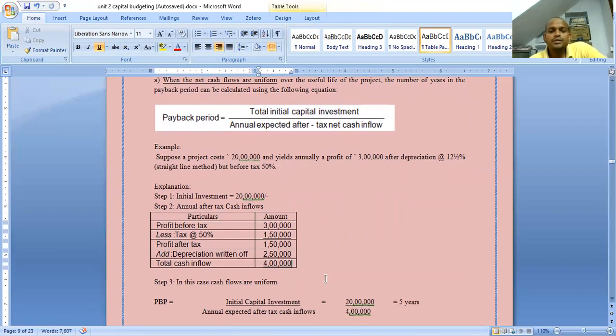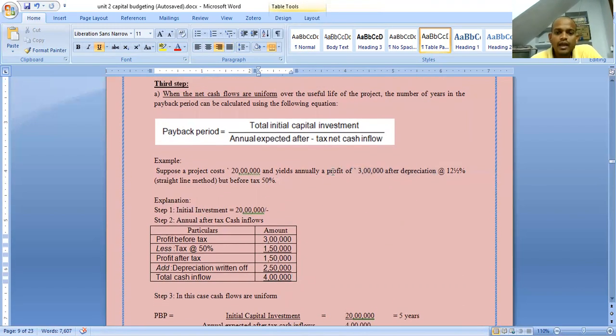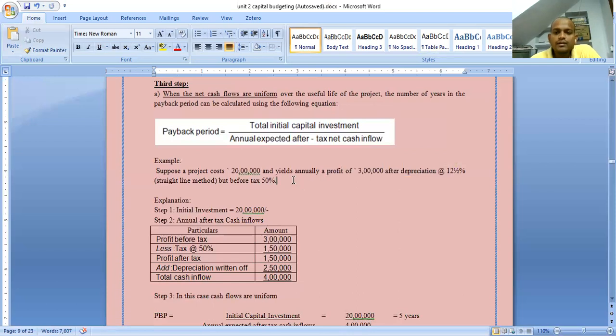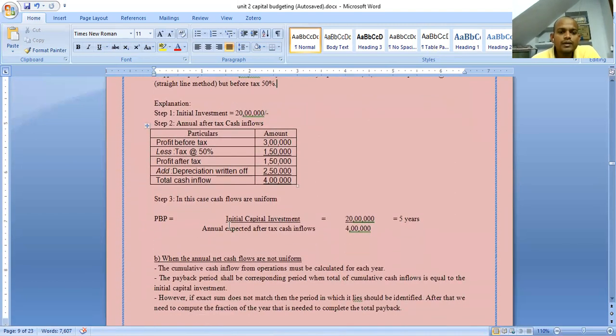So the third step is that annual profits are uniform, because throughout the life it gets 3 lakhs annually. In this case cash flows are uniform.